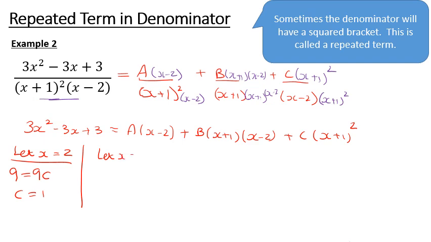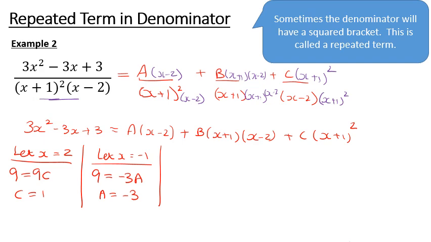Next, I'm going to let x equal minus 1. So on the left, we'll have 3 times minus 1 squared minus 3 times minus 1 plus 3. This is 9. And now anywhere where we see the x plus 1 bracket, that will disappear into 0. So the b and c parts will disappear, and we can just focus on the a part. Minus 1 take away 2 is minus 3. So we have minus 3a's. So a is equal to 9 divided by minus 3, which is minus 3.